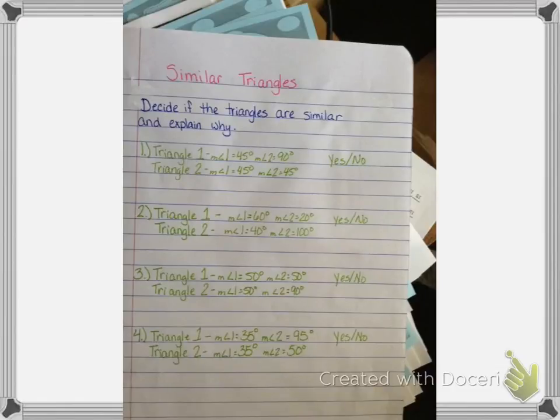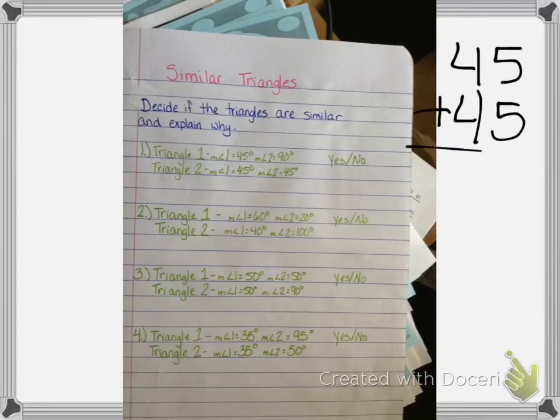Okay, so this should be the practice page. For example, number 1 says that triangle 1 has angles of 45 and 90, and triangle 2 has angles of 45 and 45. Could they be similar triangles? The way that you figure that out is by saying, okay, I have 45, I have 45. What would my third triangle angle need to be?